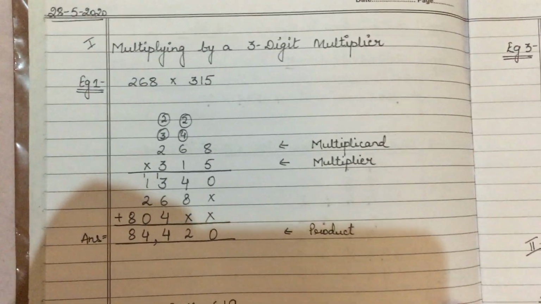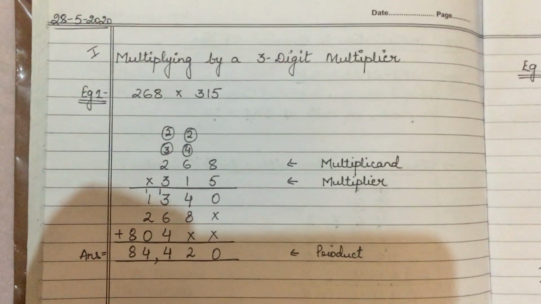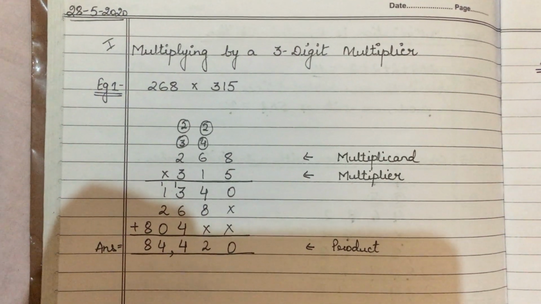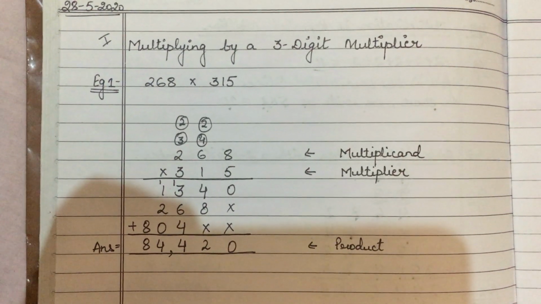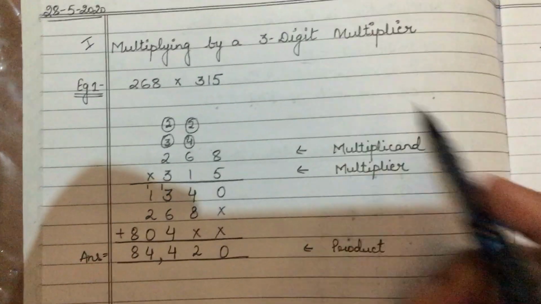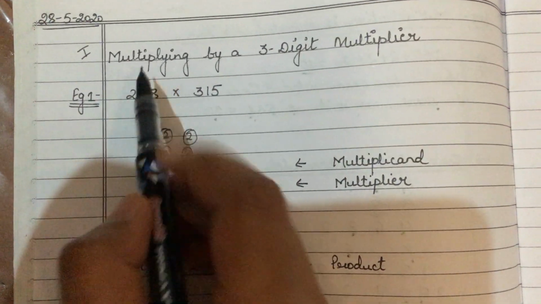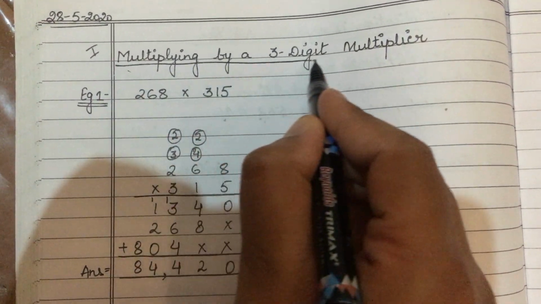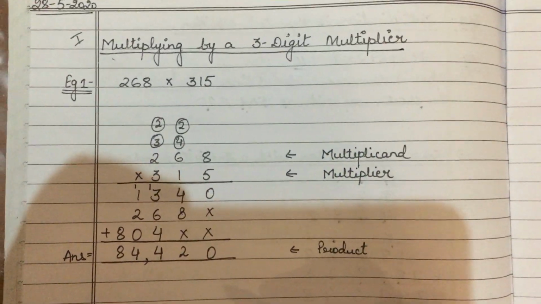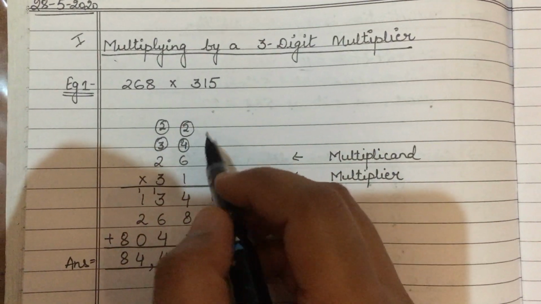Good morning, children. Like yesterday, we all learned how to multiply by a two-digit multiplier. Today, we will learn how to multiply by a three-digit multiplier. Let's do it by first example.